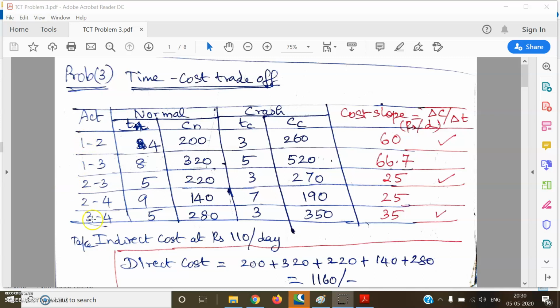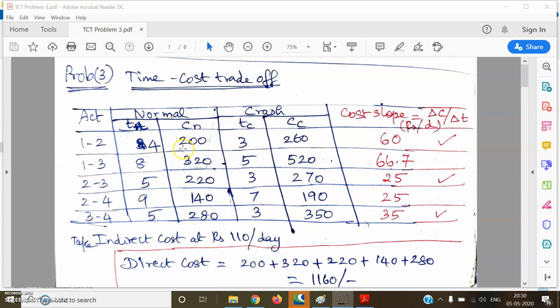Here they have given us 5 activities and their normal data: normal time, normal cost, crash time, and crash cost. The indirect cost is assumed to be 110 rupees per day. This is the data given to us. As usual, we will start with calculating the cost slope of each of the activities, which is delta C by delta T, expressed as so many rupees per day.